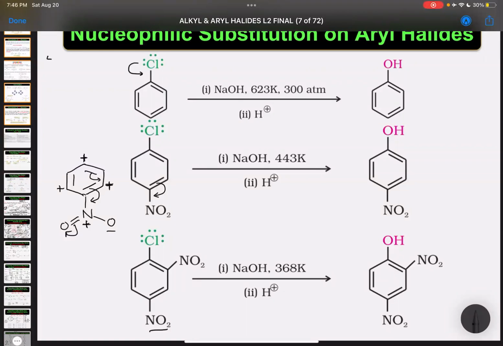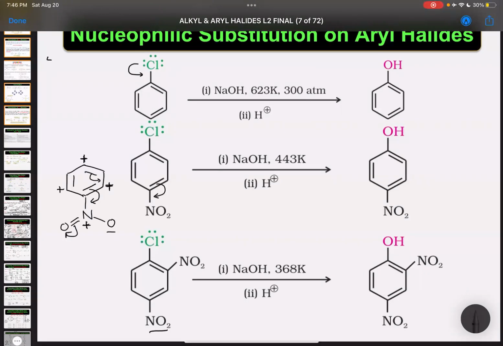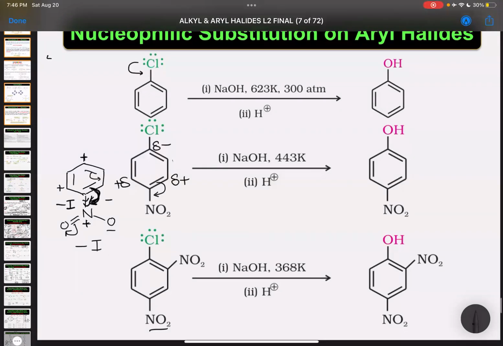Now, can you think why the presence of NO2 at the ortho and para position is making the attack of OH minus easier? You can make the resonance structure. This is plus, so this is plus. NO2 is also causing the minus I inductive effect, which makes the OH group attack easier. Yeah, that is also true. But this effect is known as the pulling of electron by resonance, and that effect is known as minus R, and this effect is known as minus I effect.